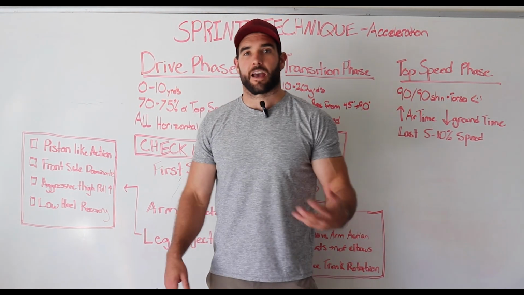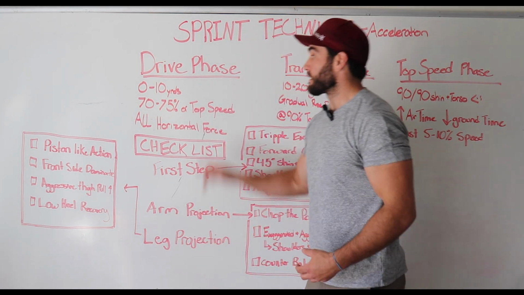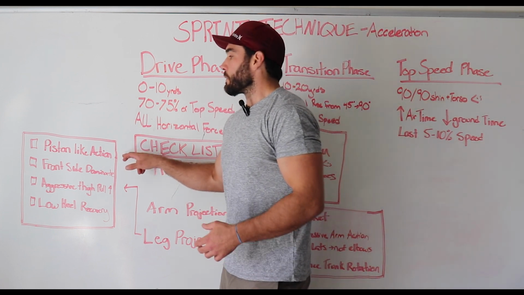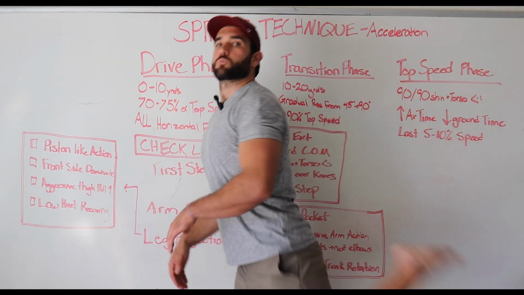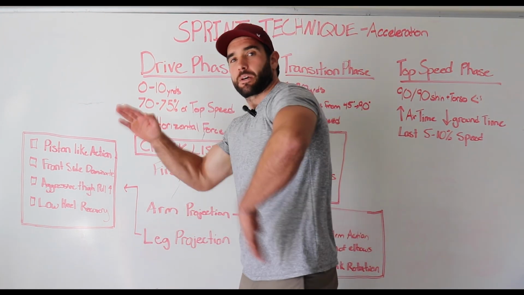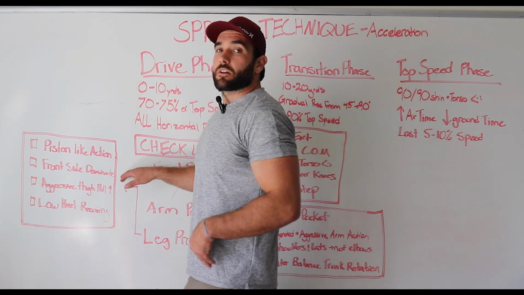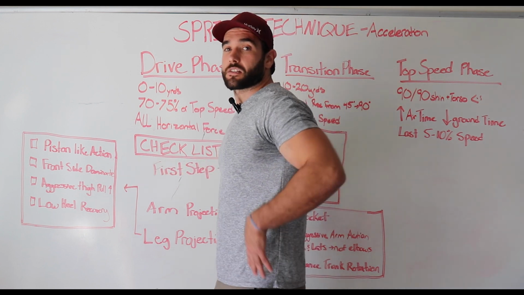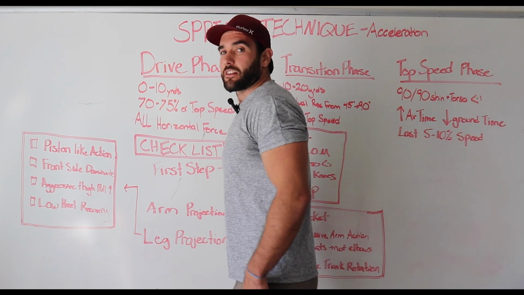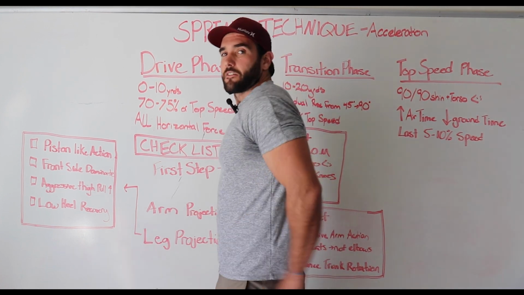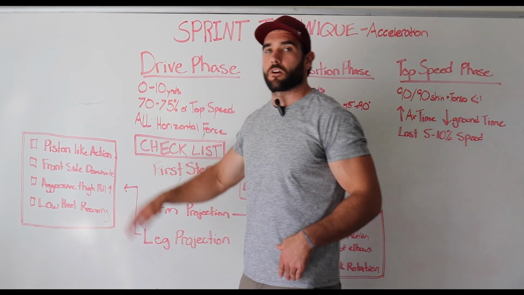The last thing we have on our checklist is our leg projection and how we want our legs to be during this drive phase. So we want a piston-like action, so it's not cyclical. It's not like a cycle where we're swooping back and coming back. We want it to be pistons, right? Pulling the leg up, punching it straight back. We want it to be very front side dominant. So front side means everything in the front part of my hip versus the back, okay? So everything that happens up here is front side. Everything that happens back this way is back side, okay? So we want it to be very front side dominant.